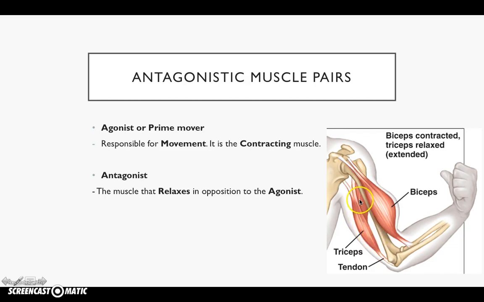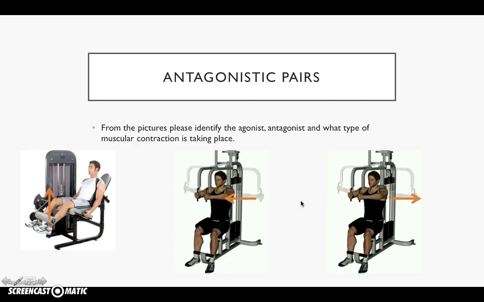the antagonist, is usually in opposition. Usually the muscle opposite is the antagonist, which is the tricep here. So the tricep is relaxing, it's the antagonist of the bicep. So what I want you to do is, from the pictures below, please identify the agonist, antagonist, and what type of muscular contraction is taking place.